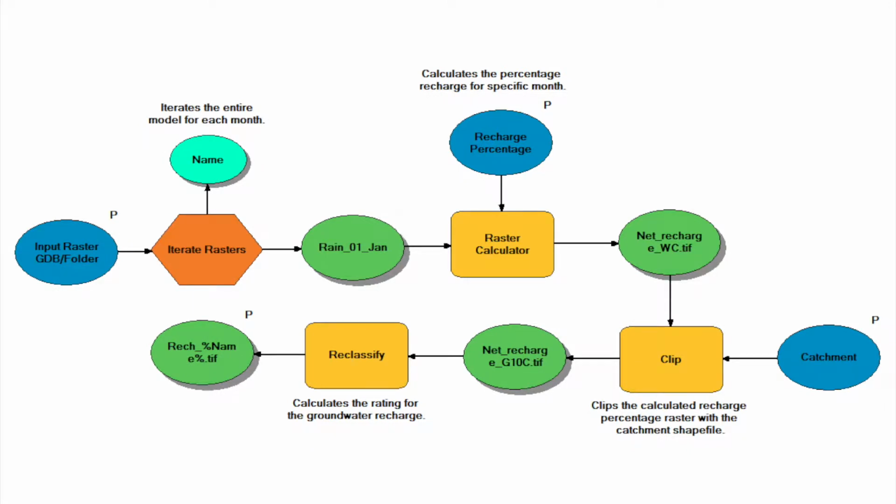The groundwater recharge submodel starts by iterating through the rasters containing the rainfall throughout the year. Then, we use the raster calculator to calculate the amount of rainfall seeping into the ground. As with depth to water, we clip this result with a catchment as the extent, and then we calculate the rating for the groundwater recharge by using Reclassify.